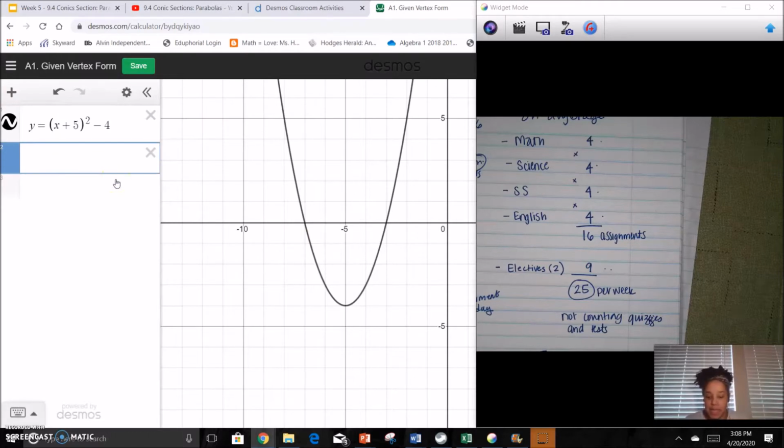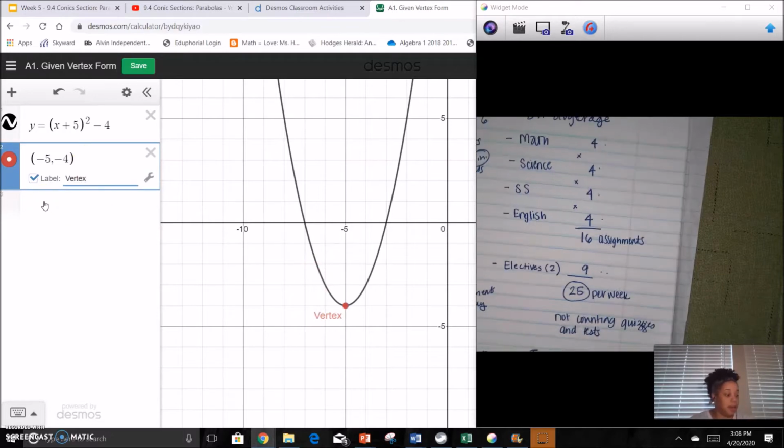The next thing it wants us to do is find the vertex. If you click on the graph, I see that the vertex is the lowest point on the graph, and it kind of highlights it for you. It's -5, -4. So in the next line, that's what I'm going to type: -5, -4. And then you're going to label it vertex. Then change this to red if it's not already red. My default is red.